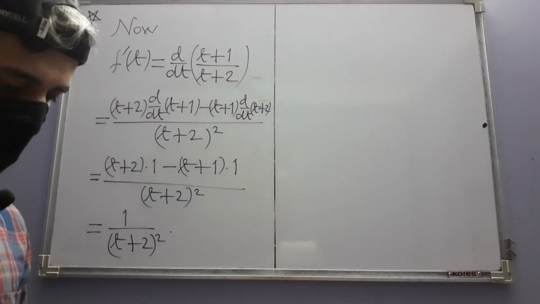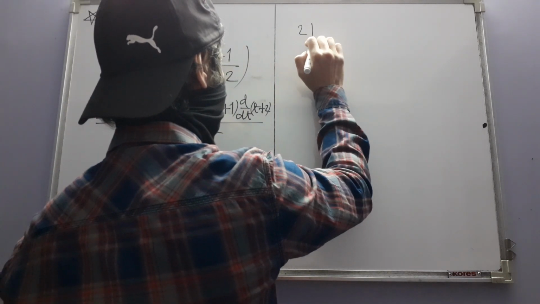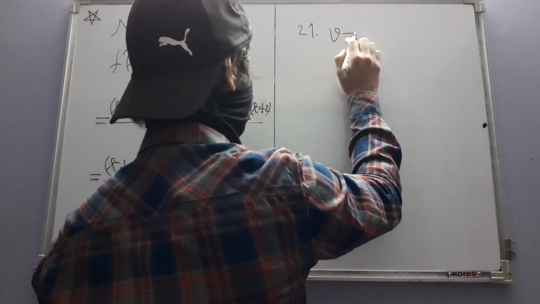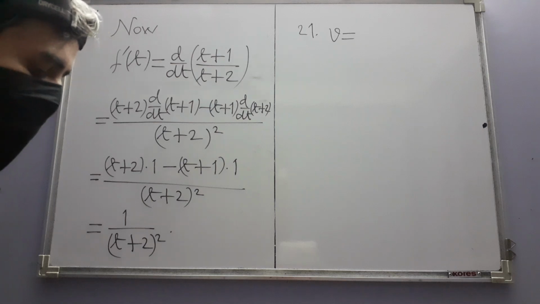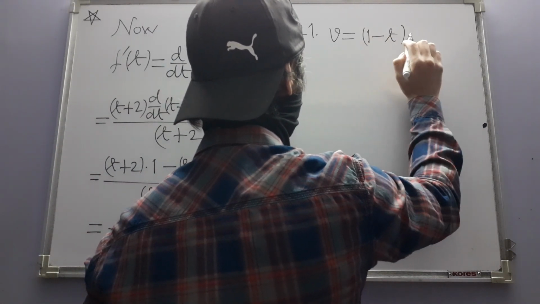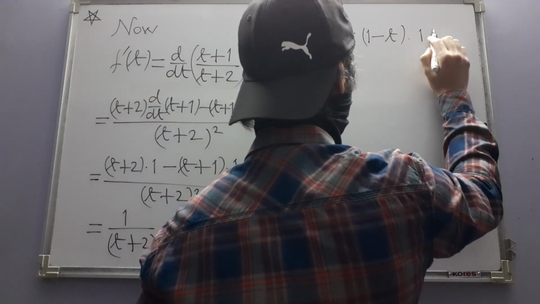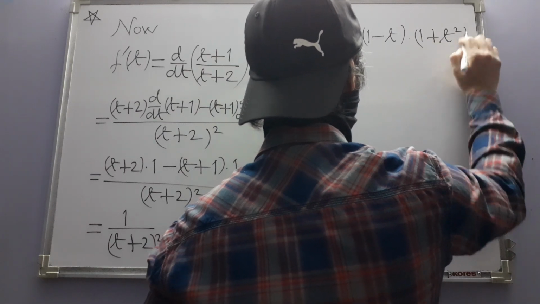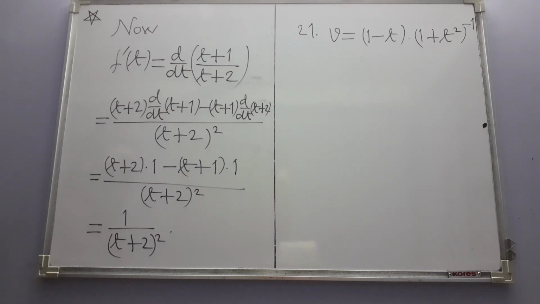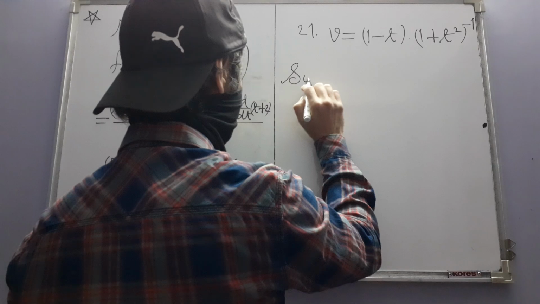What is the next one? The next one is again like the others, but written in a slightly different manner. And the dependent variable also has the name v. This is 1 minus t times 1 plus t square to the power minus 1. So no need to be confused with this. You just start the solution like this.